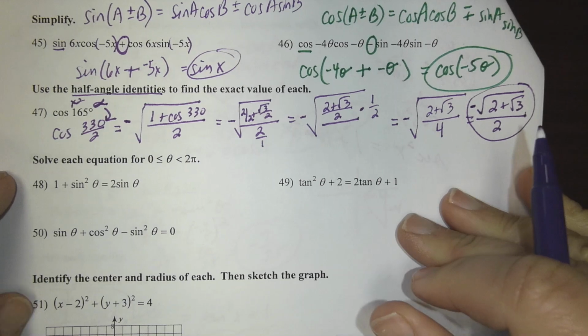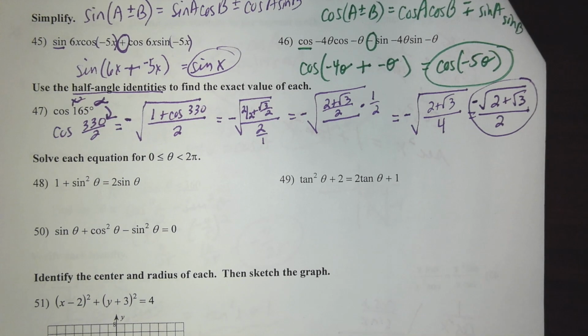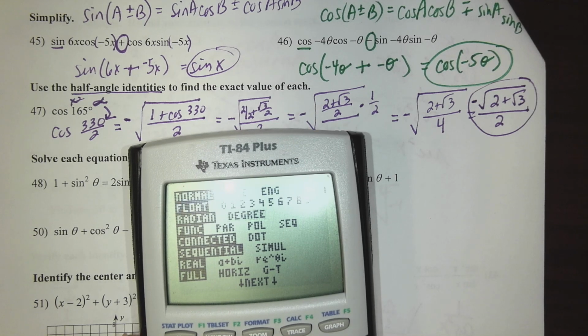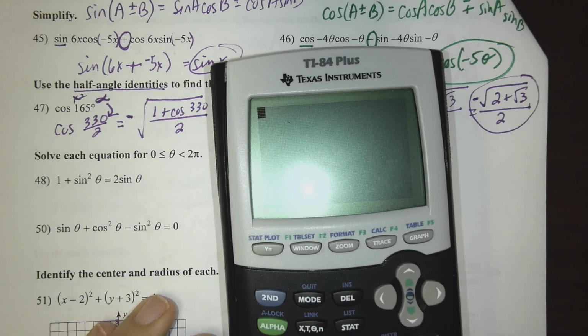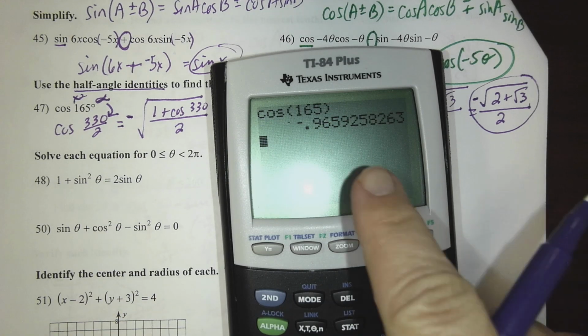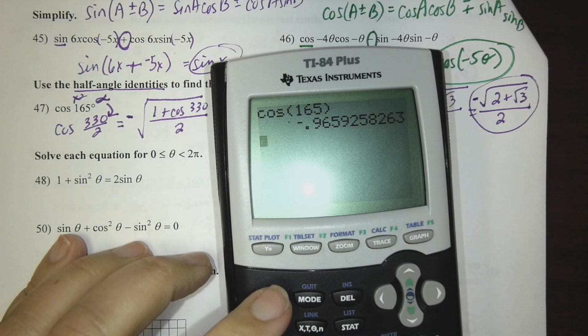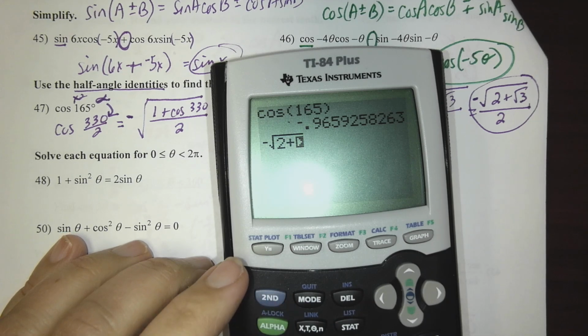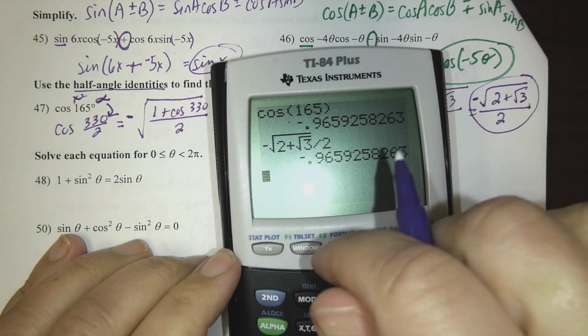Now you have a calculator, you can put cosine 165 in your calculator, and then double check that this would be equal since it's a multiple choice test. So let's look real quick, making sure my calculator's on degree. So cosine 165 is equivalent to negative 0.965, and then we're just going to type in what we found as our exact. Negative square root of 2 plus square root 3, all over 2, and I get the same answer.